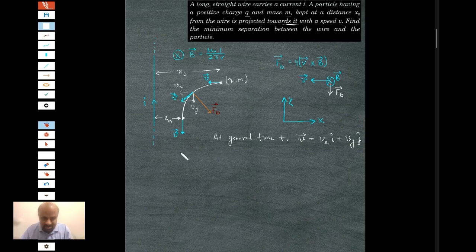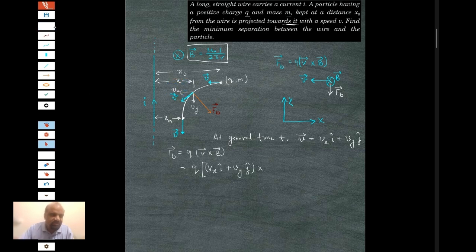Now what will be the magnetic force at this moment? So F_B vector at this moment is going to be q v cross B. Now the q v vector we have just assumed, Vx i cap plus Vy j cap, cross B vector. Now B vector, as you know, is given by this. So at a general time t, let this distance be x. At a general time t, this magnetic field is going to be mu naught I by 2 pi x, and the direction is going to be minus k cap.